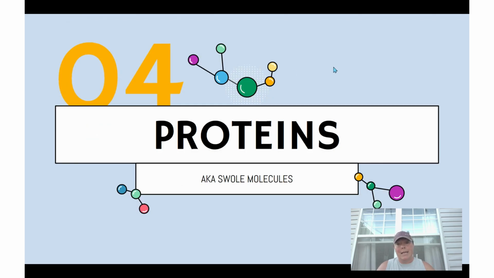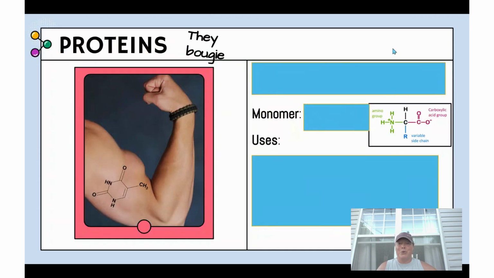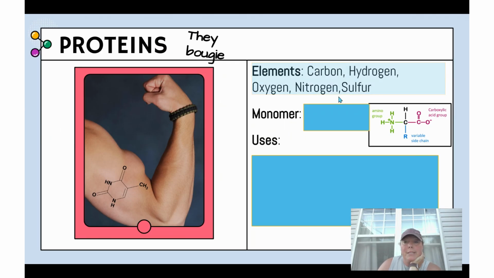The last thing we're going to talk about is proteins. Proteins are structural molecules. Proteins have carbon, hydrogen, oxygen, and nitrogen, so similar to the nucleic acids, but now we also have sulfur.